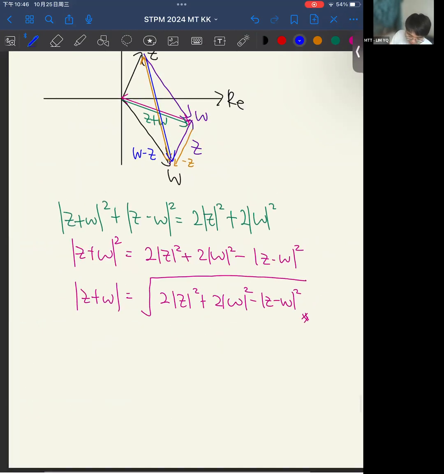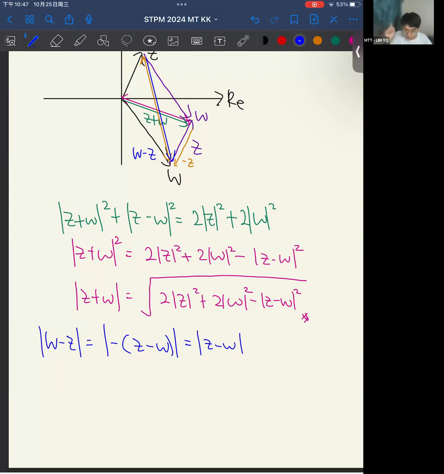So the other diagonal is called the modulus of W minus Z. But it is actually the same as the modulus of Z minus W. Why is it so? Because you can take out a negative, so it becomes Z minus W, correct? I already changed the sign. And you know the modulus of any negative value is equal to the positive value. So even if you change the sign, the modulus is the same.